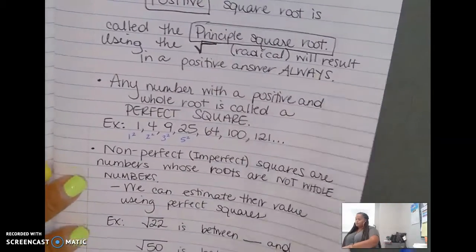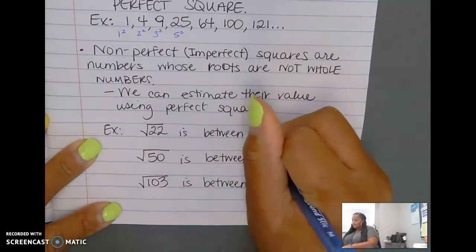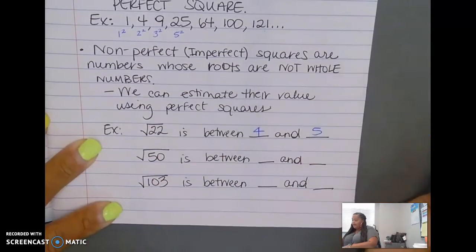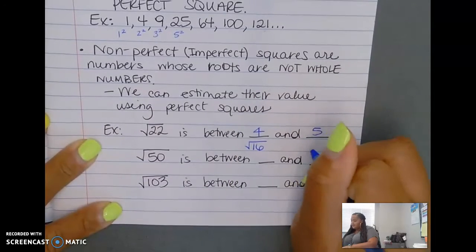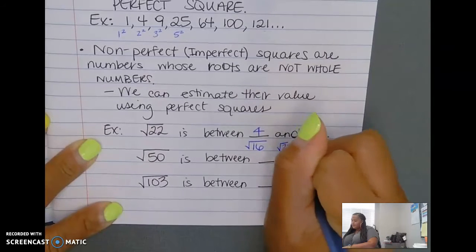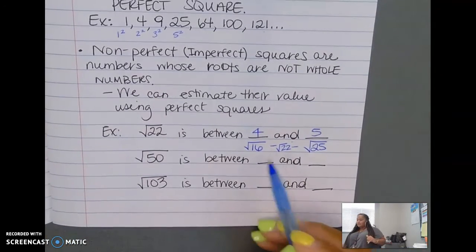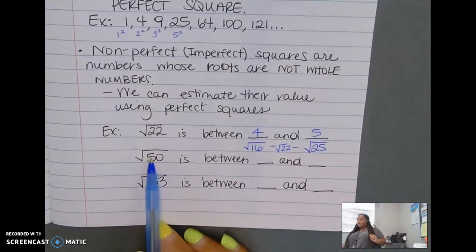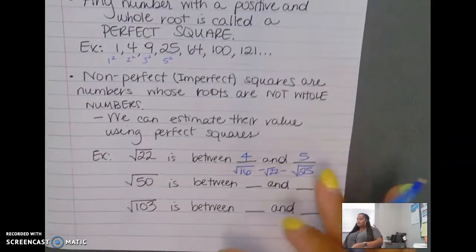So the square root of 22 is between 4 and 5, because the square root of 16 and the square root of 25 will have the square root of 22 in between there. Okay, that's what that means. That's where my 22 would fall. So then my 50, I would go to my perfect squares and see where 50 falls.